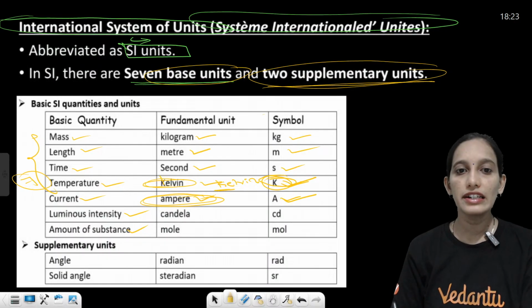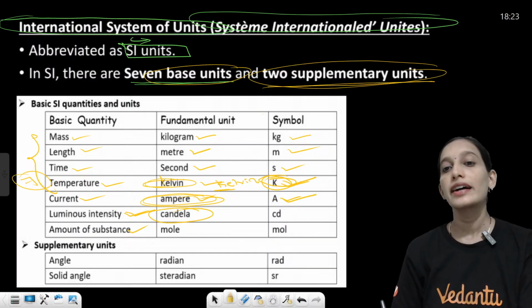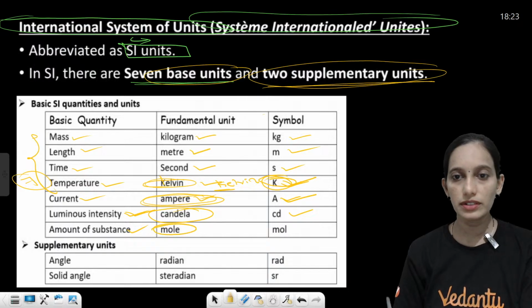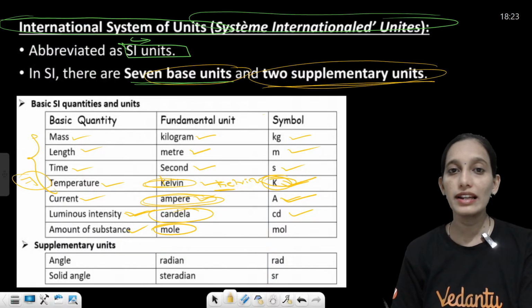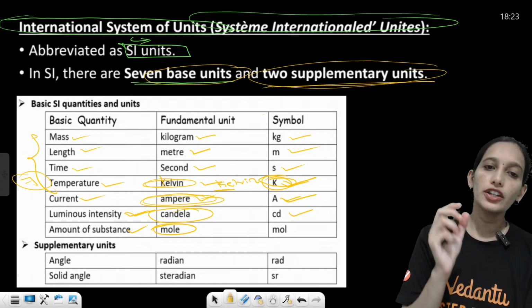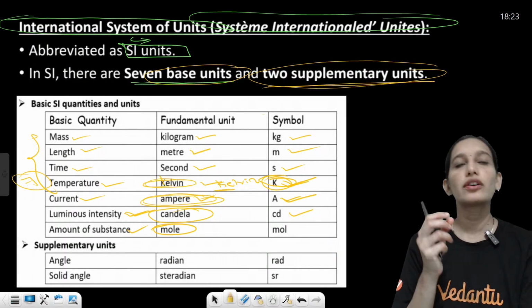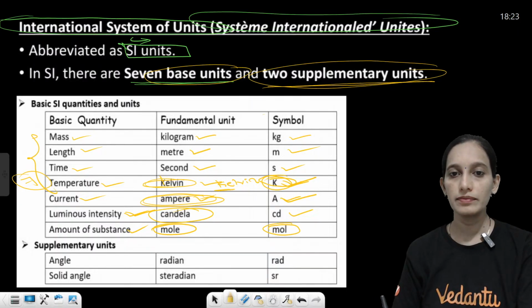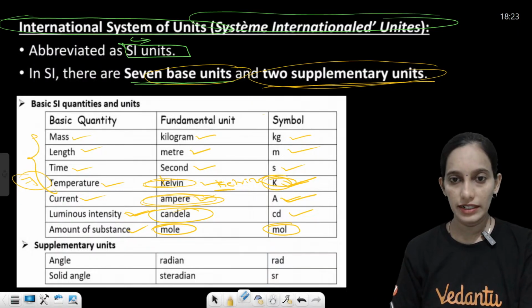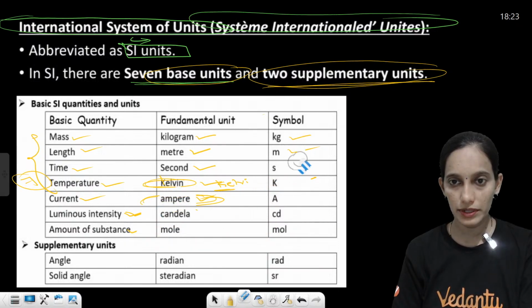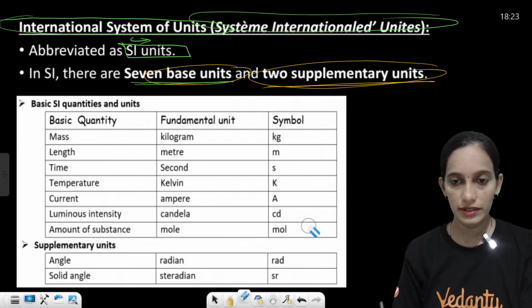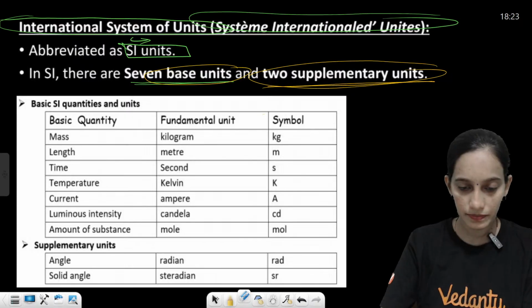Then luminous intensity, which is candela or cd, and then we have amount of substance, that is mole, MOLE. Mole is the unit for amount of substance. Symbol is mol. Is that clear? Any doubts, please raise your question.